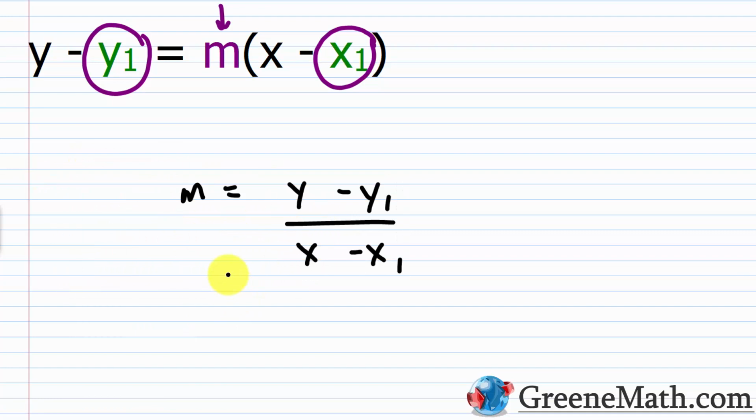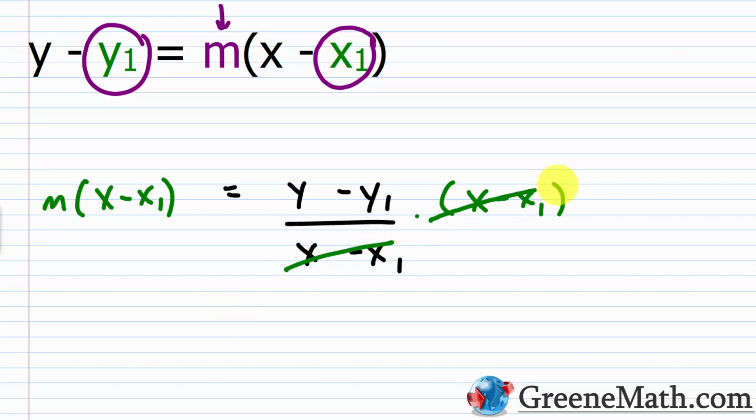I'm just going to multiply both sides by the quantity x minus x sub 1. So I'll multiply this by x minus x sub 1, and I can put the m out in front. And this cancels with this. And what I'm going to have is m times the quantity x minus x sub 1 is equal to y minus y sub 1.